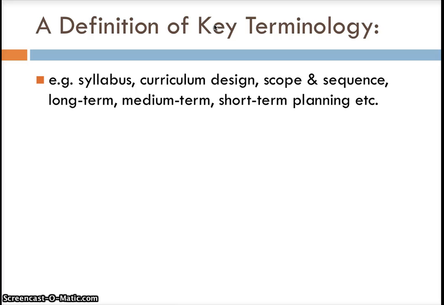So the first slide is a definition of key terminology. So as far as the curriculum design course is concerned, we've used a few terms with you and we'd like you to define them and to actually use them in this presentation. So the first one we could include is syllabus. So define what syllabus is. Now we've done this before, I think, anyway, so it should be okay. What is curriculum design? Explain what is scope and what is sequence. What do we mean by long-term, medium-term and short-term planning? Because all of these terms you're going to use in this presentation, so it would be good to define them to start with.